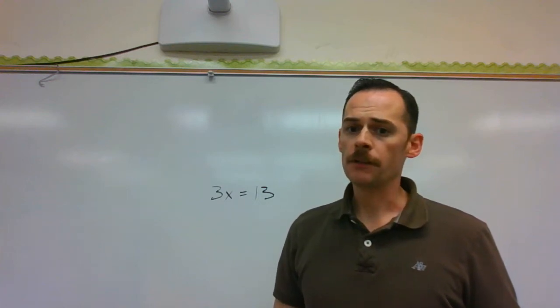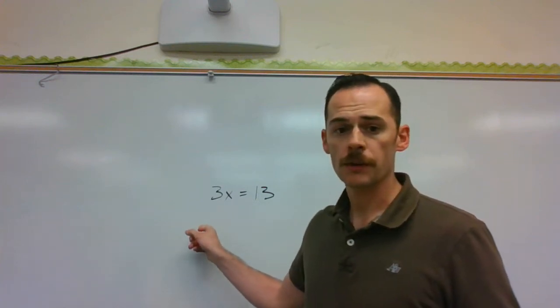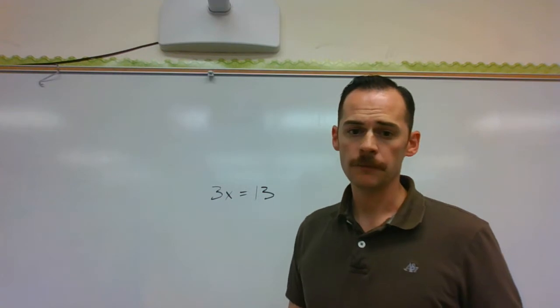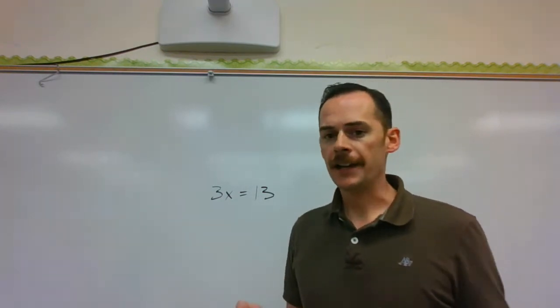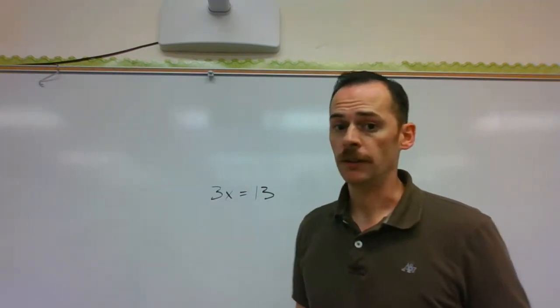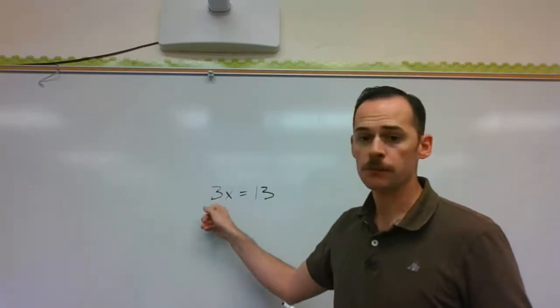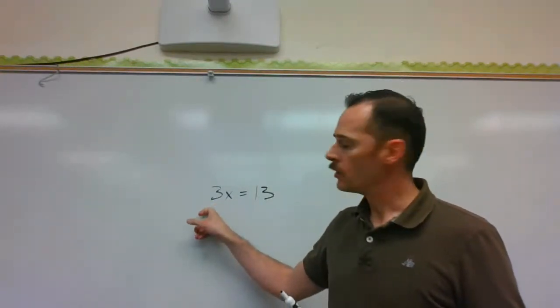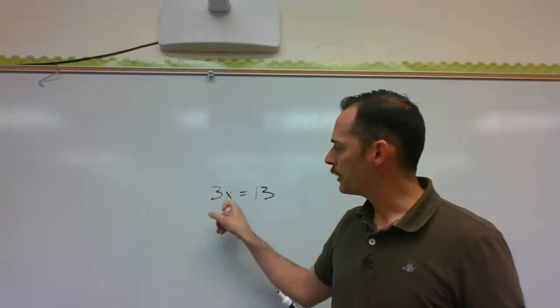Right, this is an example of us wanting to isolate x. We start with 3x equals 13. Now, in order to isolate x, we have to know what is being bonded to it. So in this case, we have a 3 that's bonded. And the way we look at it is, we have 3x.